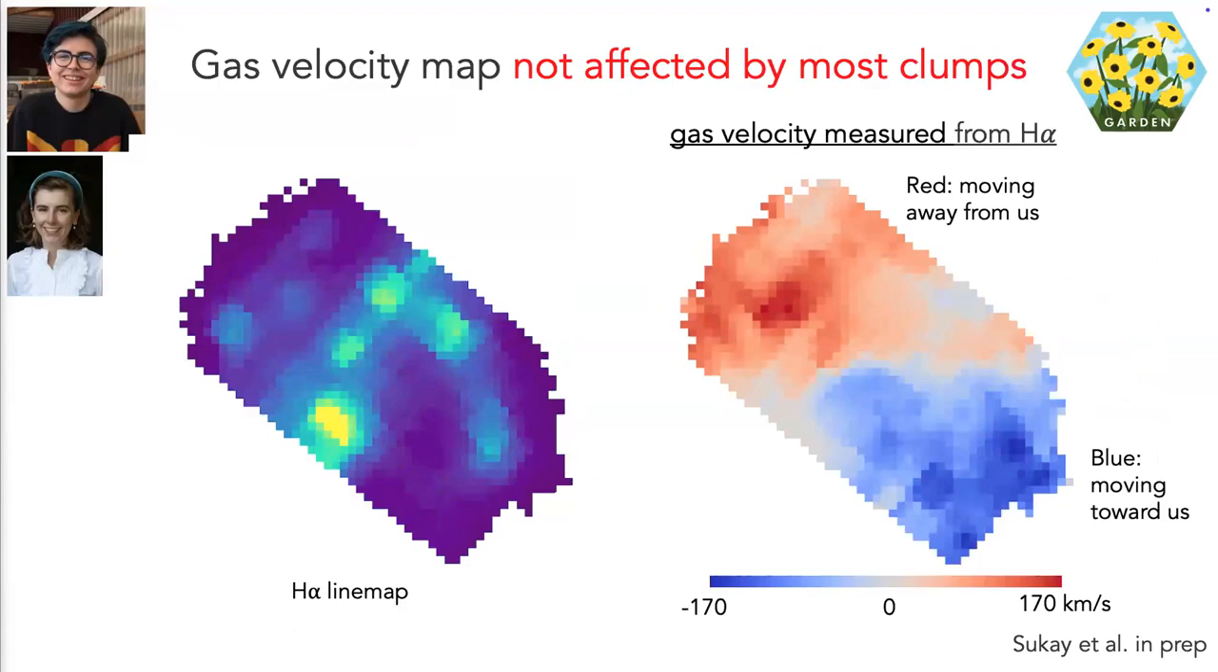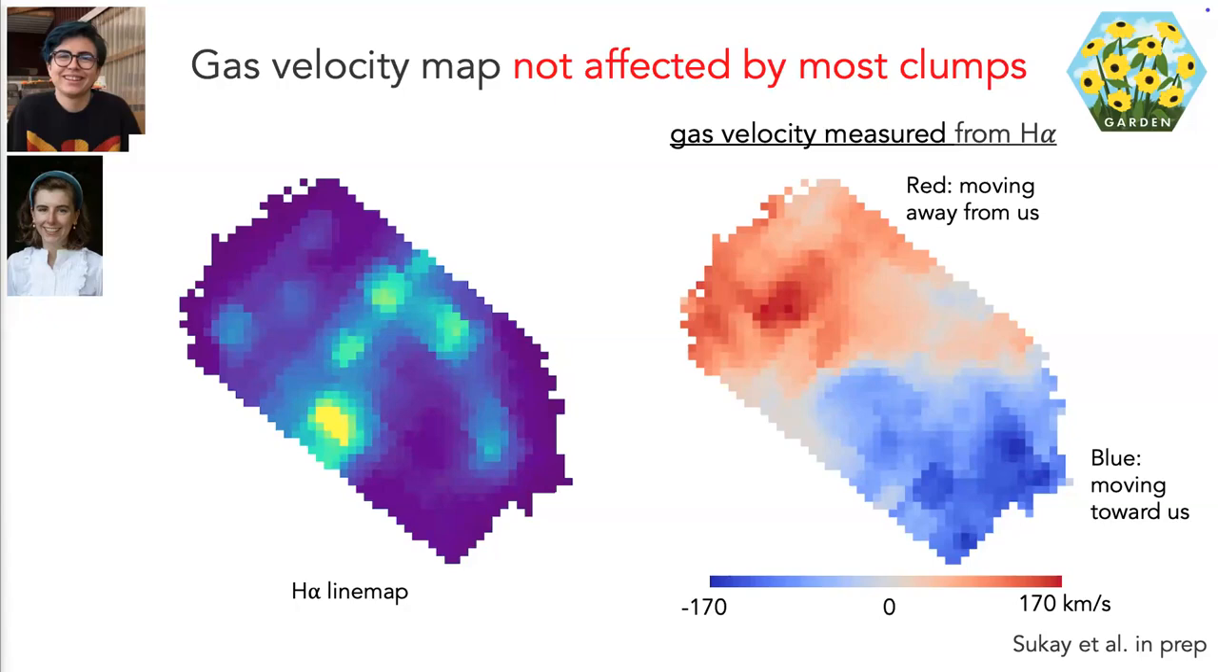It has an overall sense of rotation. If you're the reds, going away from you, the blues going towards you. There's an overall sense of rotation in this object, a reasonable amount. But overall, there's a lot of detail in this map.